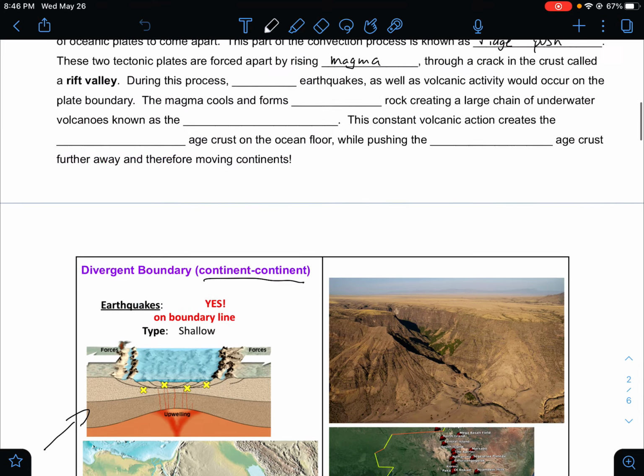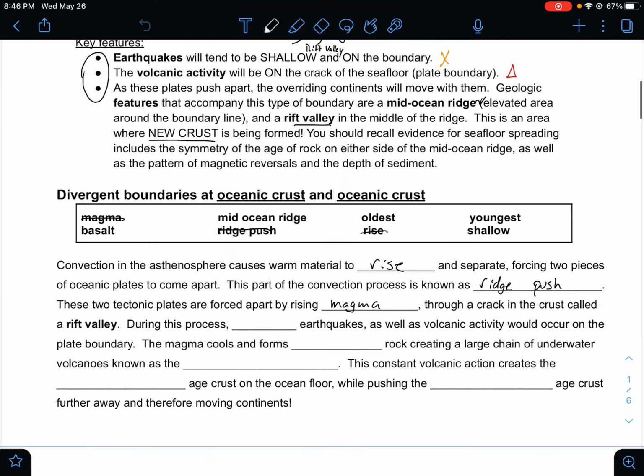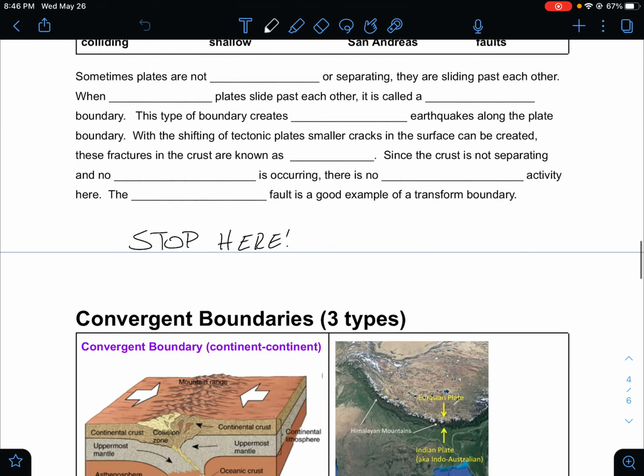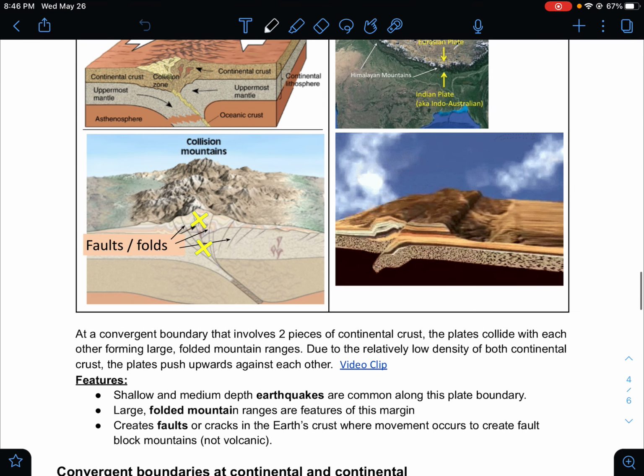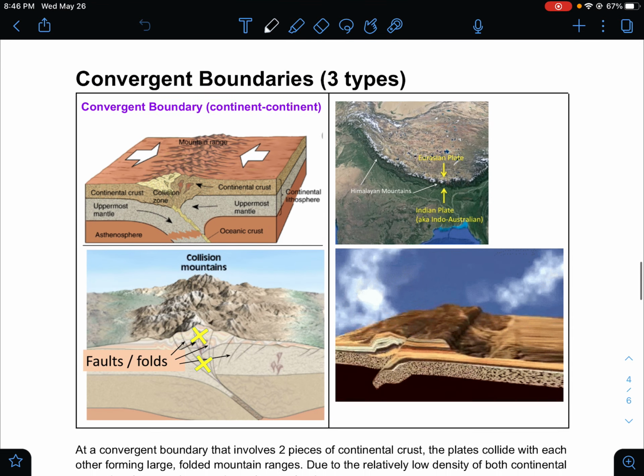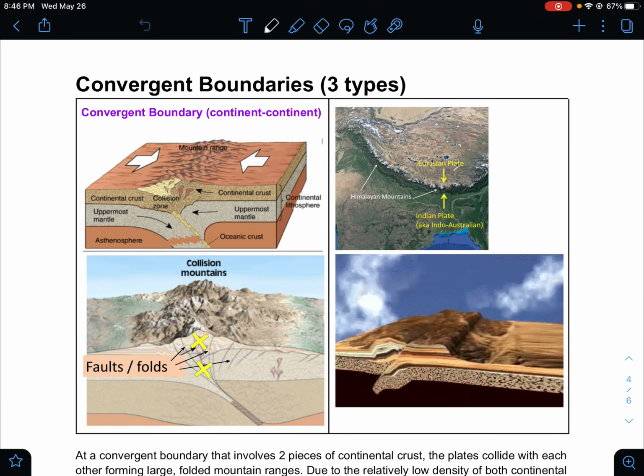Okay, so let's talk convergent boundaries. So we talked transform boundaries and we talked divergent boundaries on Tuesday. So we're going to do some similar stuff for convergent boundaries here today. So I'll go through this first one with you. I'll give you some tips and tricks for the other ones, and then I'll let you get after it here. So this first one is continent-continent. All right, so we have two continental plates smashing into each other here.